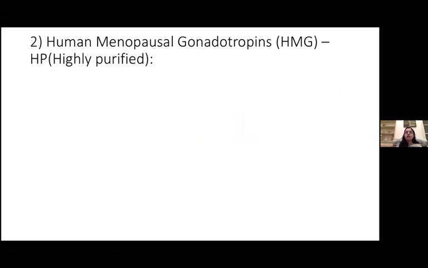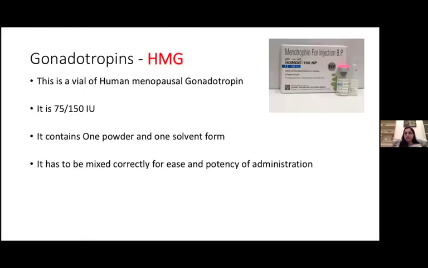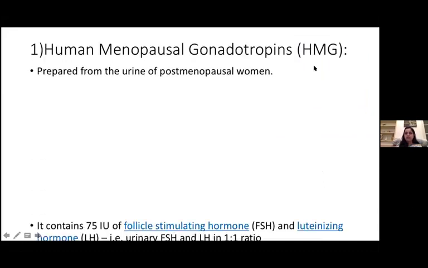Now, suppose they give you a vial of HMG HP in hand. HP means highly purified. So if you can see the preparation that I've shown here contains HP. Can they see my pointer, Meenal? Yes, cursor, yeah. So it contains HP. So just look at whether your preparation is HP or just HMG.